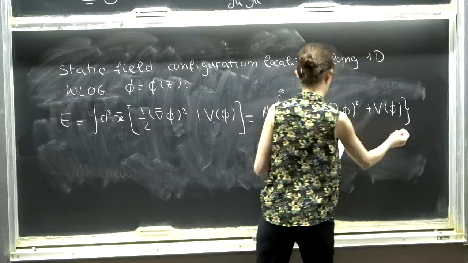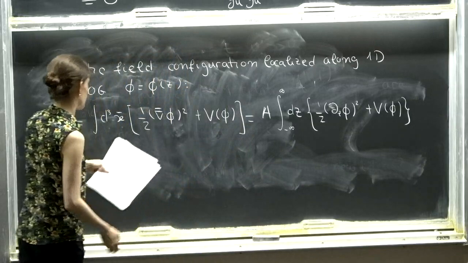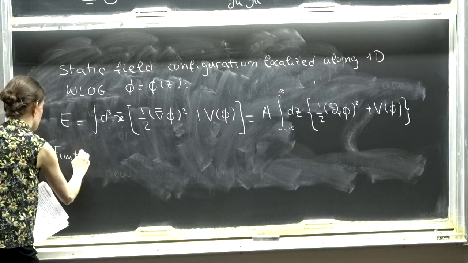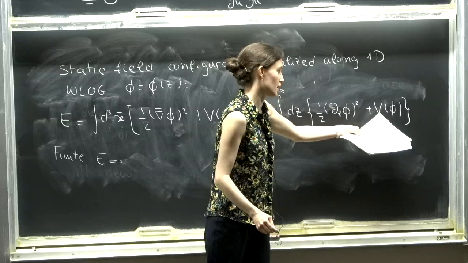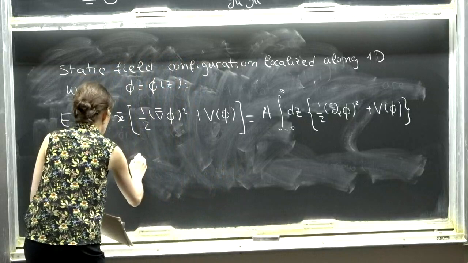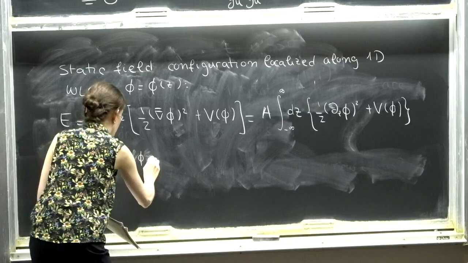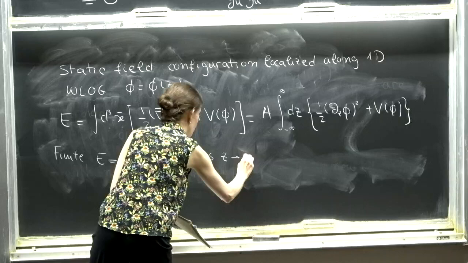P of phi. So for a finite area of this object, having finite E requires that for one, this guy goes to zero as z goes to plus minus infinity. Which is the same as saying phi has to go to either plus or minus v as z goes to plus or minus infinity, right? So that gives us four options for how that can happen.